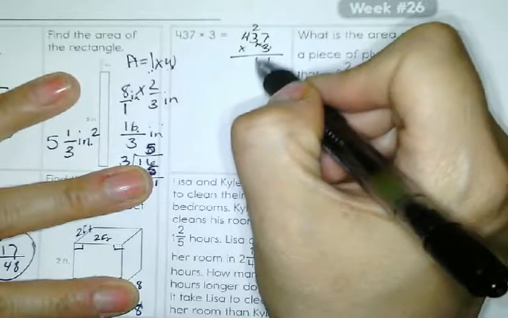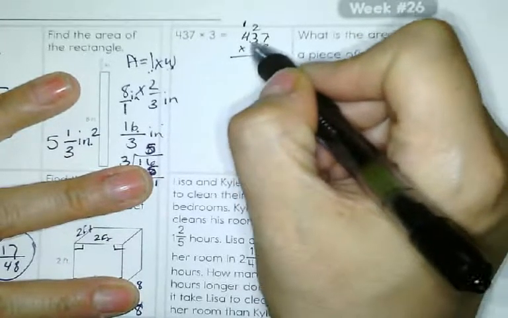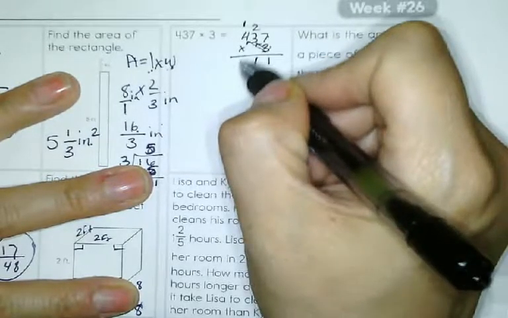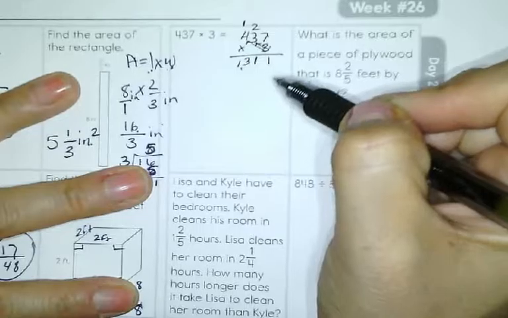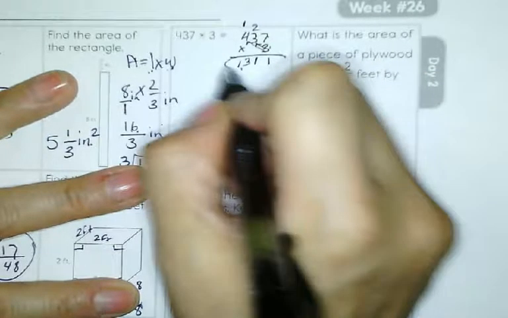So 9 plus 2 is 11. Again, I put my number down here, and then the second number up here. So I have 4 times 3 is 12, and then 12 plus 1 is 13. I have 1,311 for my product.